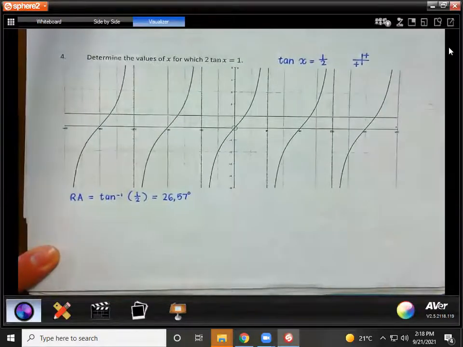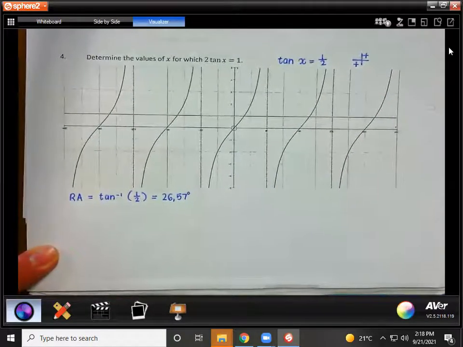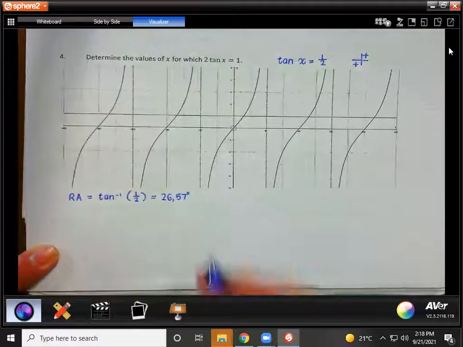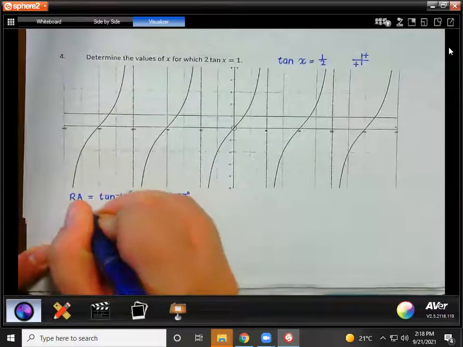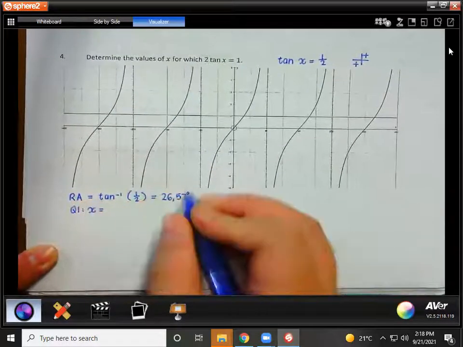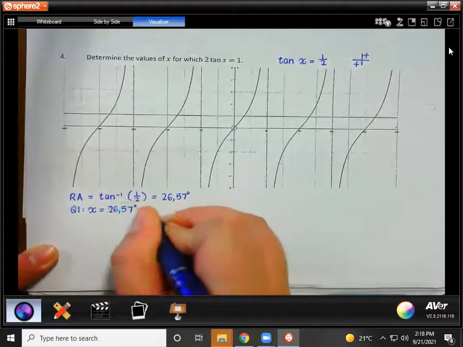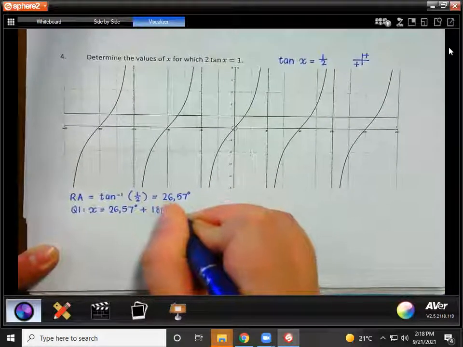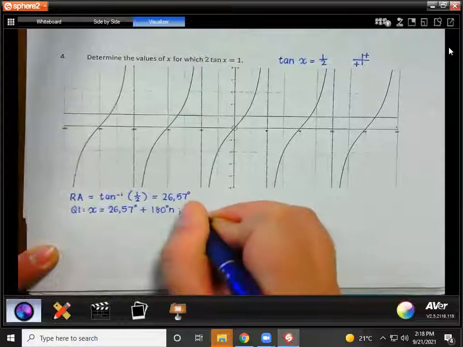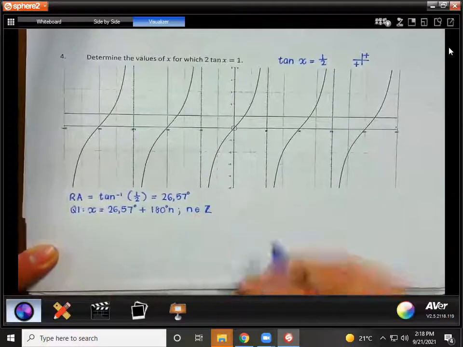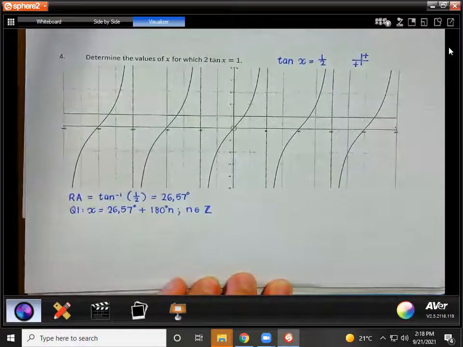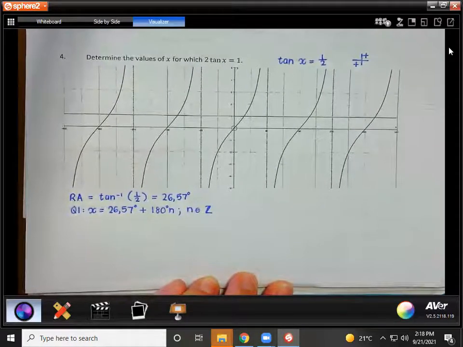How do I get an angle in the first quadrant? It's just the reference angle, right? So quadrant 1, x is equal to the reference angle, which is 26.57, plus 180n. Let's just write n element of z again. I know we have written it on this page before, but if this was the first trig graph question, you would have to write it there. Okay, that's actually our answer.